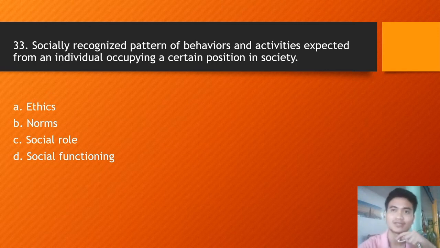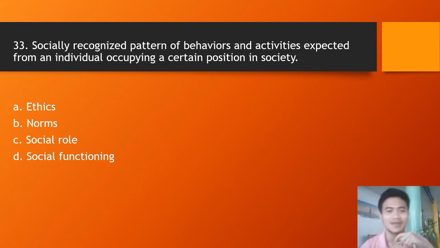The status, for example, boyfriend. Status is a boyfriend. What are the expected patterns of behavior? Obviously, you are expected to give TLC or tender love and care. Yan yun. Siyempre, pag may label, obviously, may in-expect ka. Pero kung walang label, then walang status, then there will be no role. Ang problema kasi we assume, kaya nasasaktan.